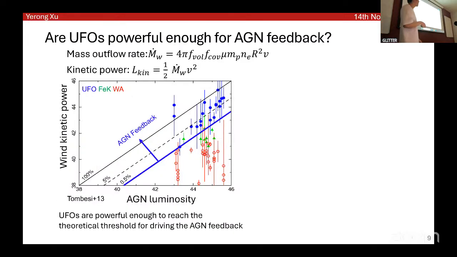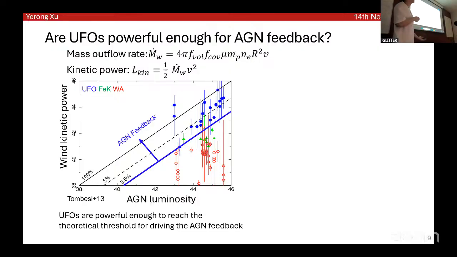Given the UFOs' extreme properties, we could estimate their kinetic energy. Based on these 2 formulas, we could estimate the kinetic energy of the AGN outflow. Here is the diagram comparing the UFO and warm absorber wind powers. The blue points represent the UFOs, and you can see they are more powerful than the warm absorbers, and nearly all of them are above the threshold for AGN feedback. So that means the UFOs are powerful enough to affect the evolution of their host galaxy.